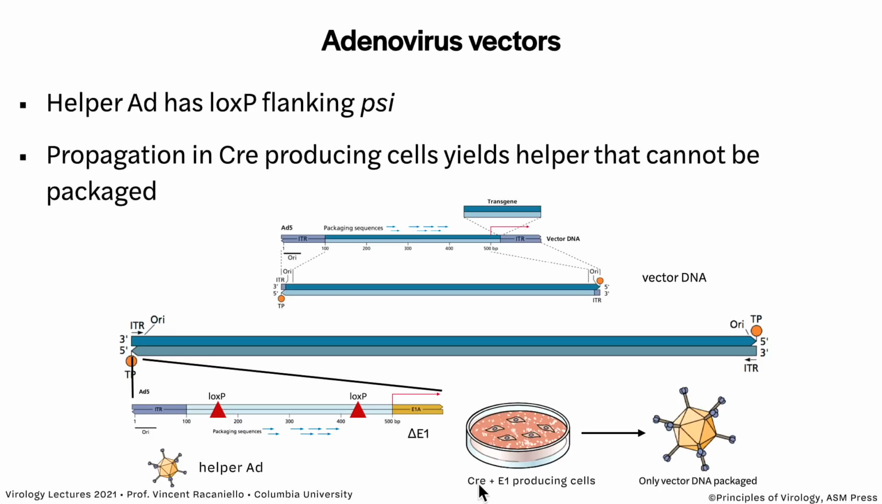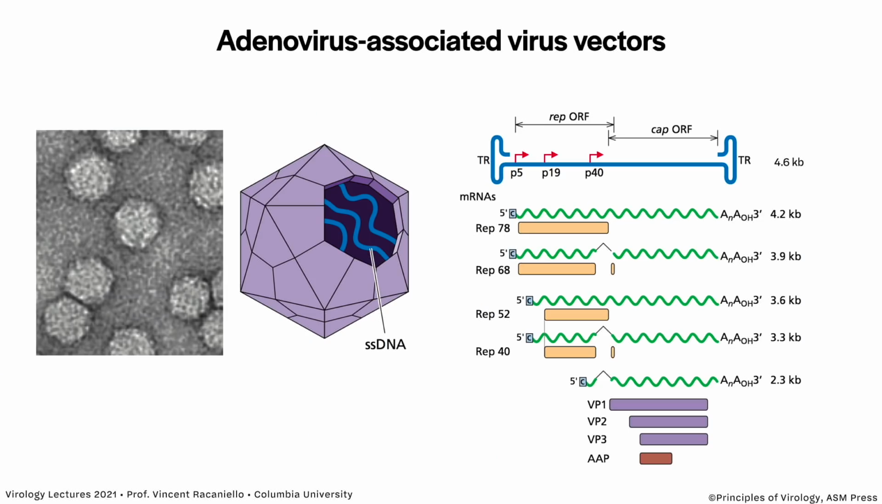And I'm not kidding. So when you infect cells with the helper, it reproduces, makes a lot of capsid protein, but the packaging sequence is deleted. And so it is not packaged. The only thing that's packaged is your vector. Isn't that brilliant? It's based on fundamental stuff that I've taught you. So you may be thinking back then, why do I have to learn this? This is why. Now you understand how these vectors work.